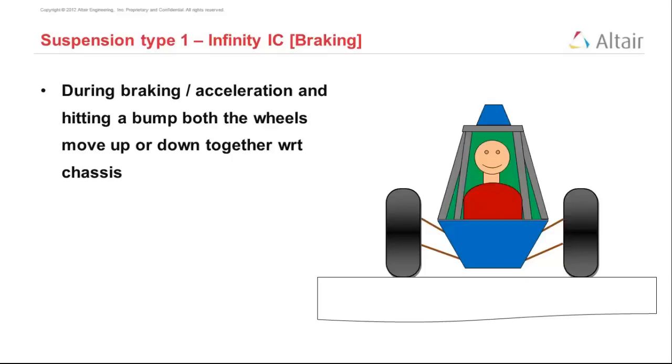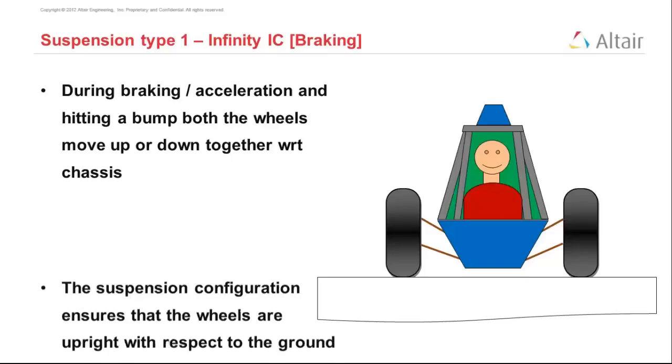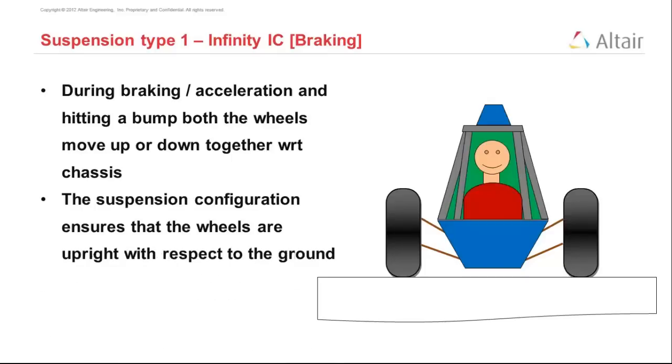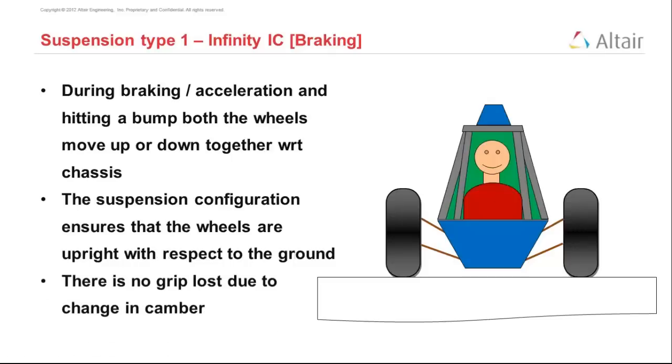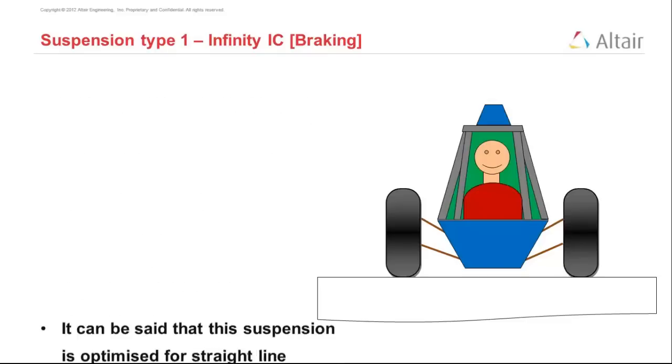And in suspension type 1, when the IC is at infinity, the camber does not change. That means if your initial camber was 0, even after you are accelerating or you hit a bump, your camber is still 0. This suspension configuration ensures that the wheels are upright with respect to the ground. There is no grip lost due to change in camber. This is the most important takeaway. So when you have suspension type 1 where the ICs meet at infinity, there is no grip lost due to camber when you accelerate, brake or hit a bump. This is probably something that you want because you want to maximize your grip or maximize your friction circle as much as possible.